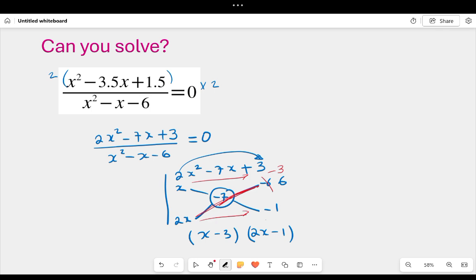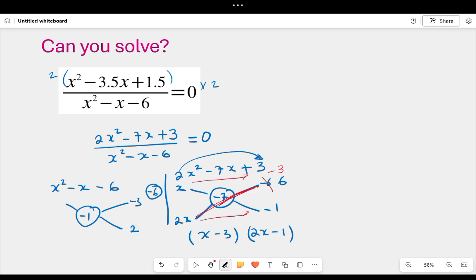Now let's consider the denominator here. We have x squared minus x minus 6. Now we are going to look for two numbers. When we add, we are going to get negative 1, because the coefficient of x is negative 1. And when we multiply those two numbers, we are going to get negative 6, whereby negative 6 for this case is the constant. Alright, so the two numbers are negative 3 and 2. You actually get negative 6.